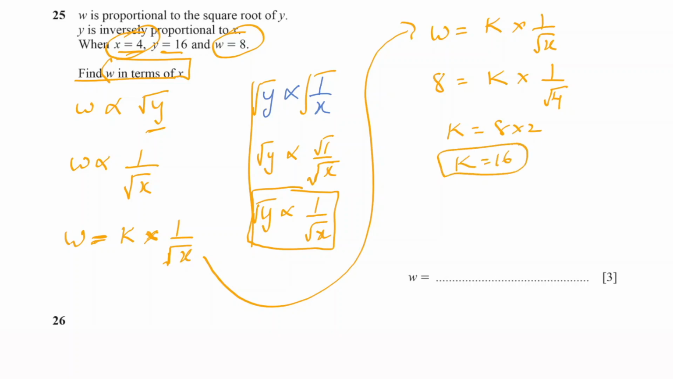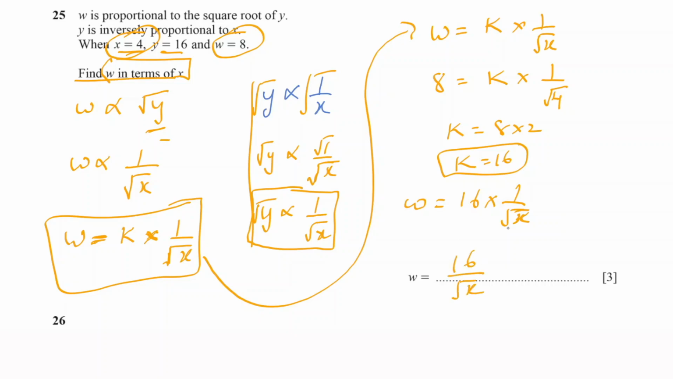So finally we can write W in this equation. W is equal to k, which is 16, into 1 by root x, because we need the answer in x also. Now finally we can write W is equal to 16 by root x, because 16 into 1 is 16. So this is how we have to do this question.